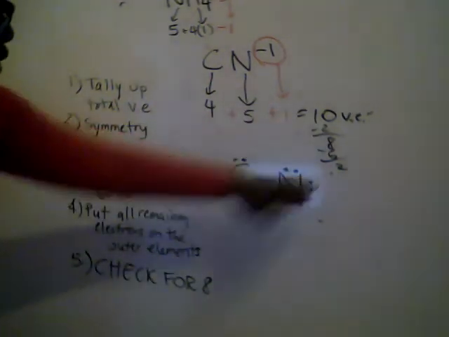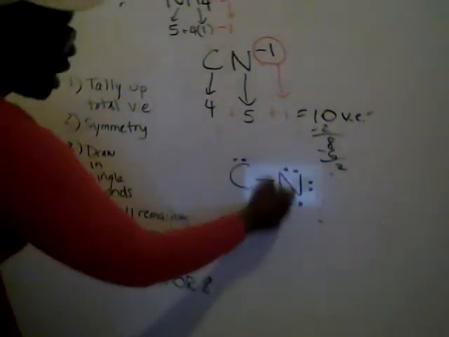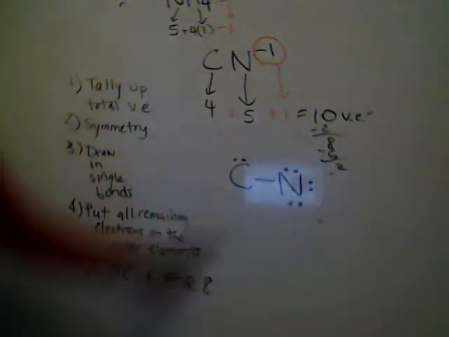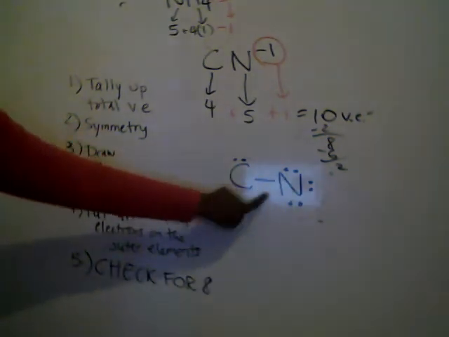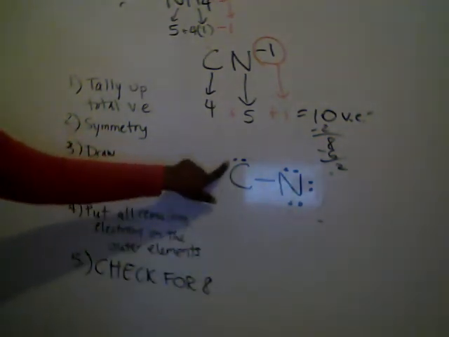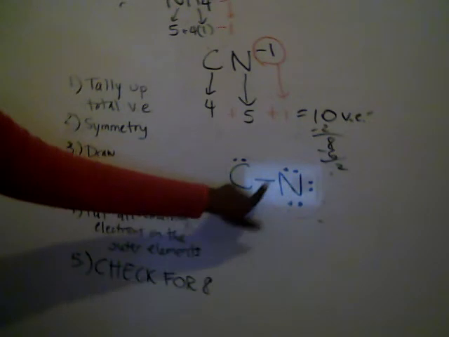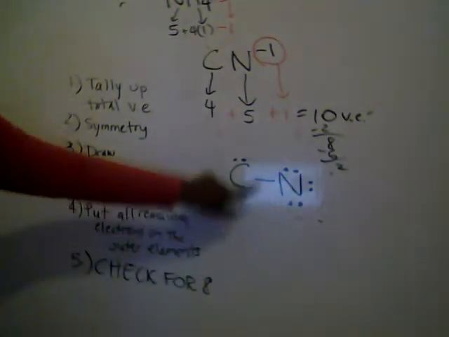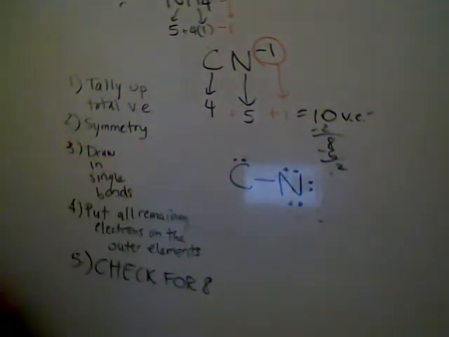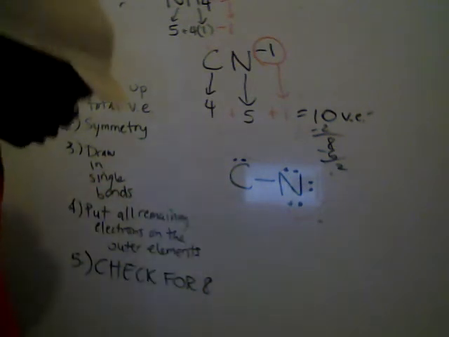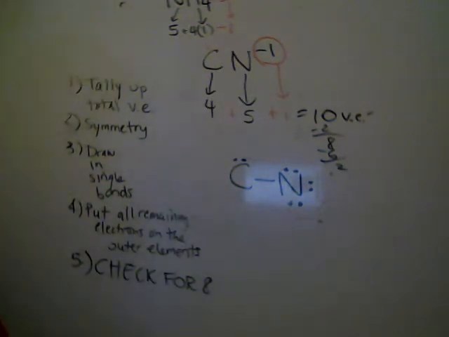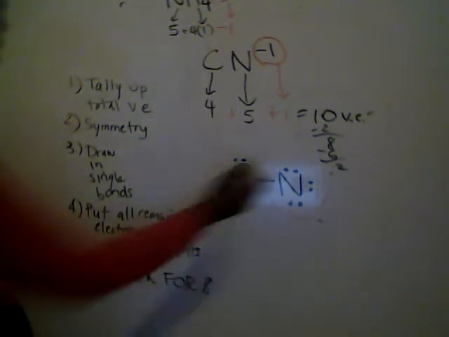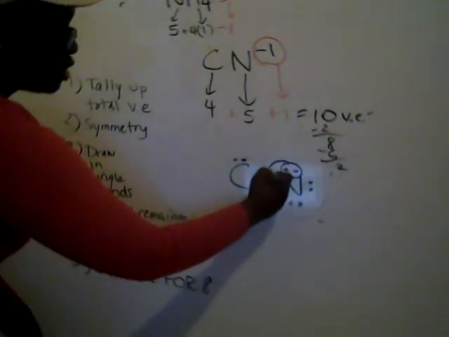So we've used up all of our electrons. Now if we go back and check, this nitrogen actually has 8, 6 to itself and 2 that it's sharing. This carbon has 2 to itself and 2 that it's sharing. So right now this nitrogen has 8, but this carbon only has 4. So there's a problem. Carbon wants to have 8. So we're going to need to rearrange some things. Okay? So we're going to have to take these electrons from nitrogen and share them.